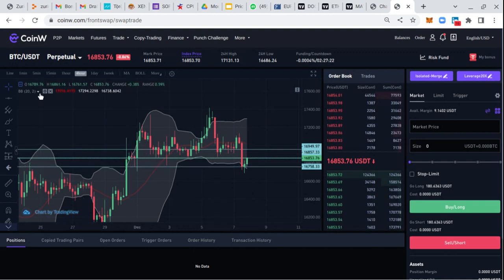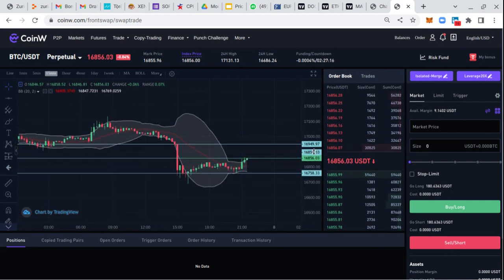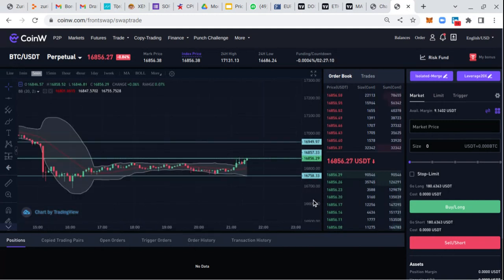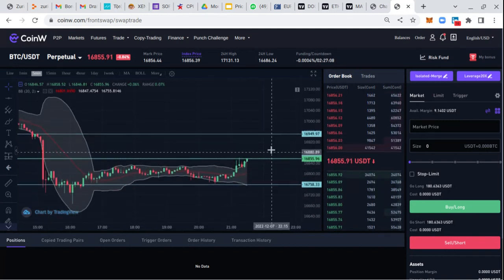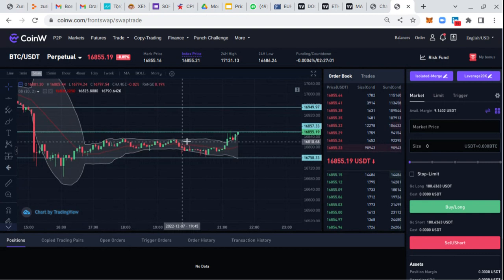So what I will do is that I've seen 15 minutes. I would go to 5 minutes or 1 minute. Why am I going to 5 minutes or 1 minute? Because sometimes 5 minutes and 1 minute can hold this candle going upwards.